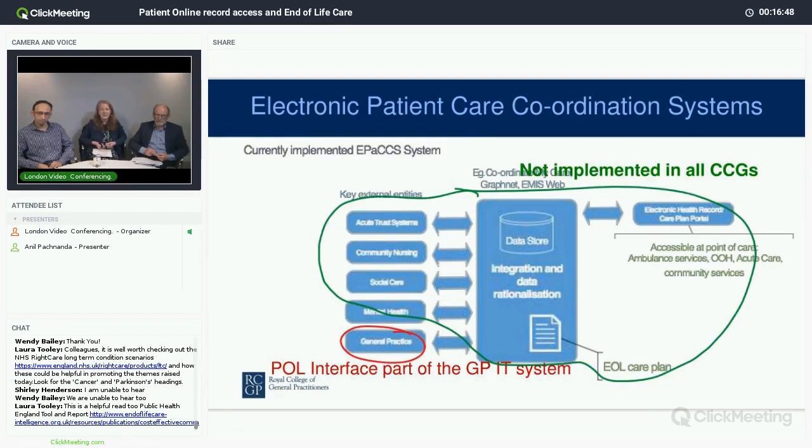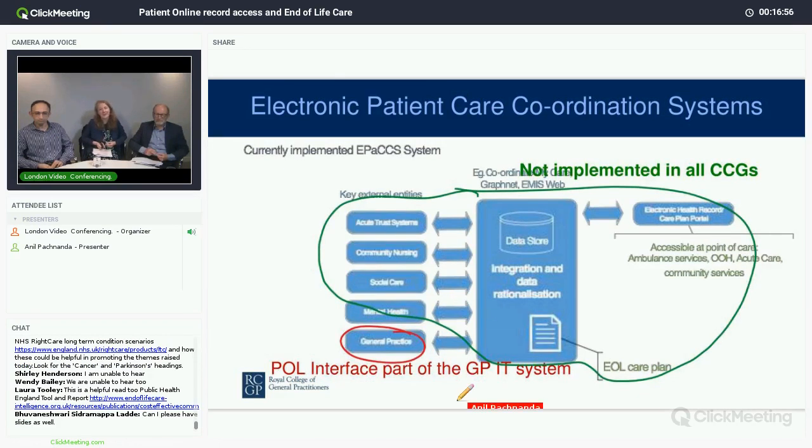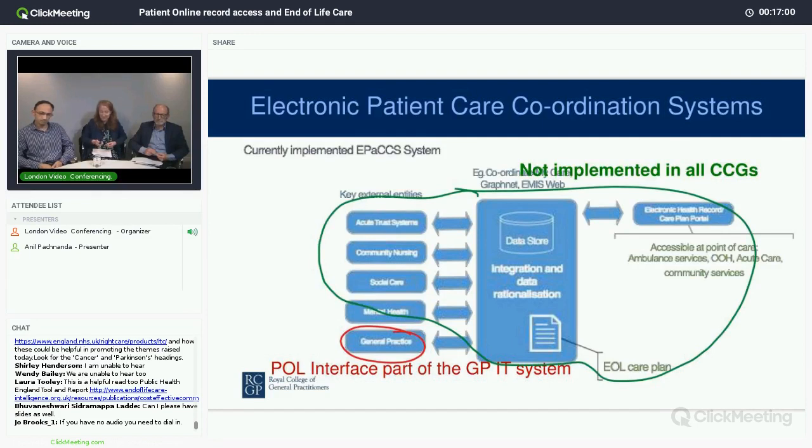So that slide is really just showing you that some of us are doing EPaCCS, some of us aren't. We'll all be sharing data, and the key is for us all to code it consistently and share it, and that allows the patient and carers to access that information as well.